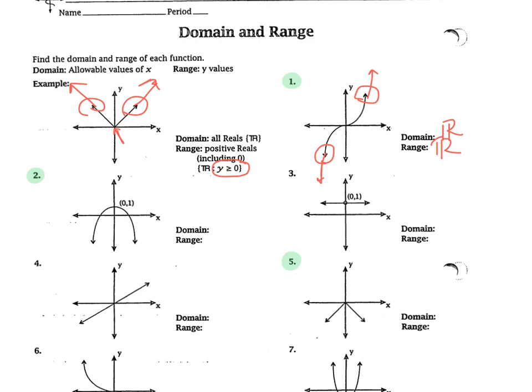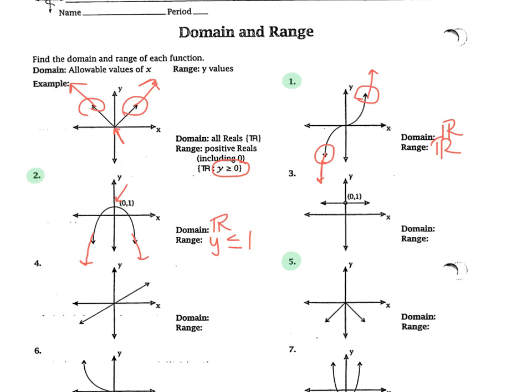Now, number 2, by contrast, has a little bit more of a restriction. From a domain perspective, as this is going down, it's going to keep going ever so slightly out. So from a domain perspective, it still is all real numbers. From a range perspective, though, while it keeps going down, we do have a highest value right here. So the highest value that our range can be is equal to 1, and then anything less than that is valid. So range is y is less than or equal to 1.